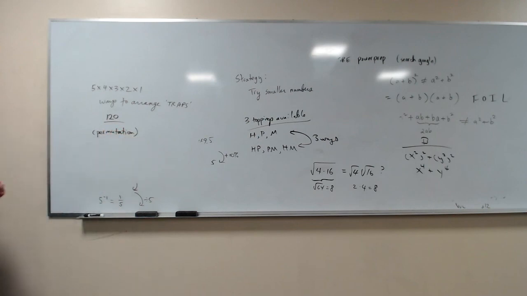The other thing with the pizza toppings, that was a combination. So you're really just choosing a subset. You don't care how the things are arranged.